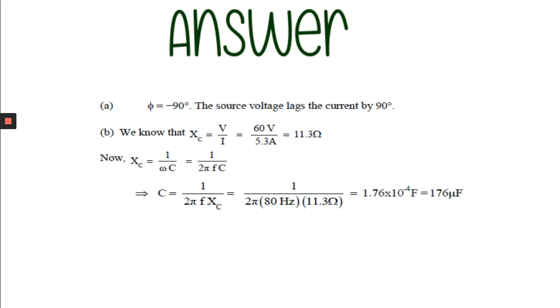But what is capacitive reactance? 1 by omega C, which is equal to 1 by 2 pi f into C, because your frequency is given. So your C you can find out: C is 1 by 2 pi f XC, because already you have found XC. This is equal to 176 microfarad. So easily you can find out.